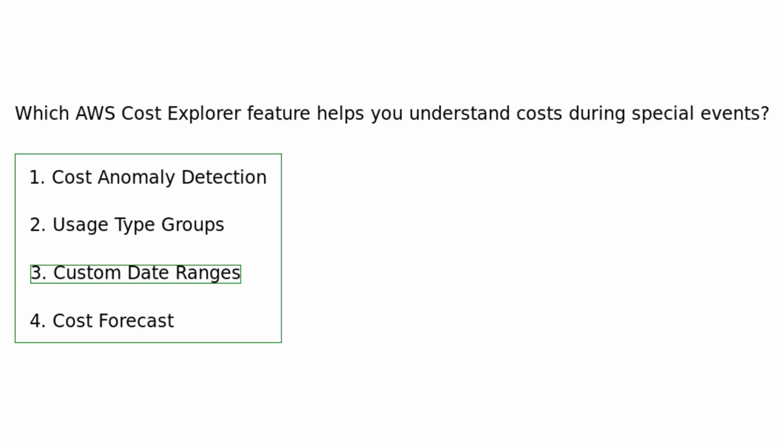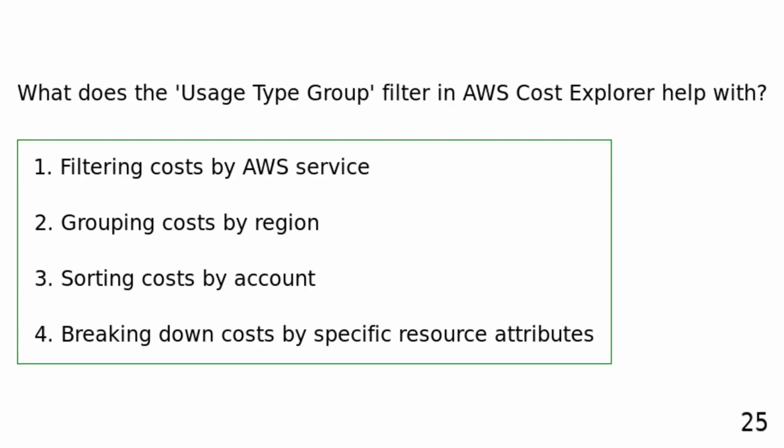Setting custom date ranges in AWS Cost Explorer around special events like sales or launches helps you understand their impact on AWS costs. What does the usage type group filter in AWS Cost Explorer help with?